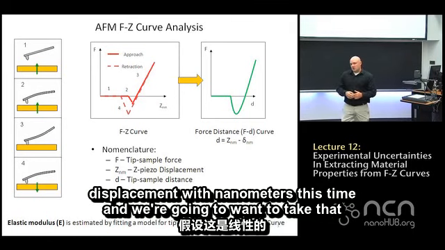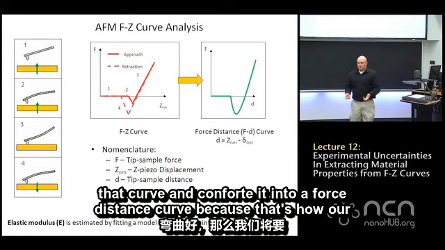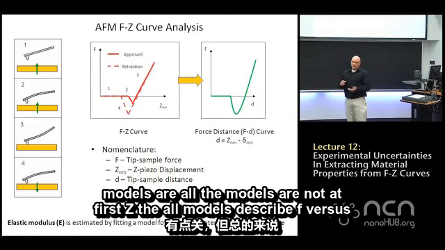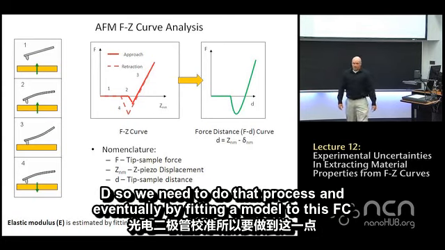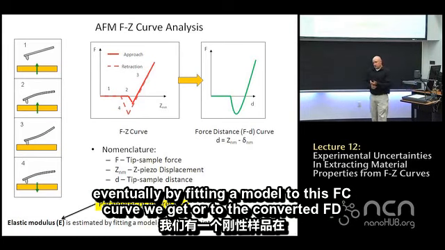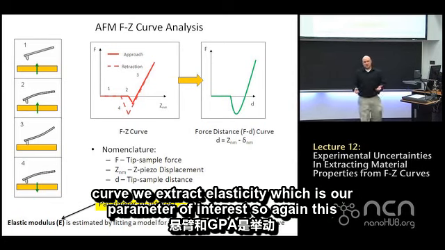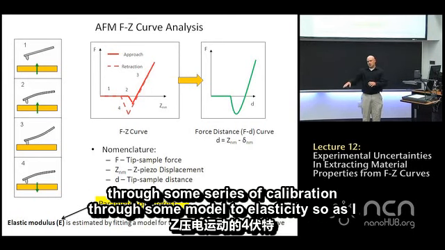We're going to want to take that curve and convert it into a force-distance curve, because that's how our models are. The models are not F versus Z. All the models describe F versus D. So we need to do that process. And then, by fitting a model to this FZ curve, or to the converted FD curve, we extract elasticity, which is our parameter of interest. So again, this entire process goes from some inputs, through a series of calibrations, through some model, to elasticity.